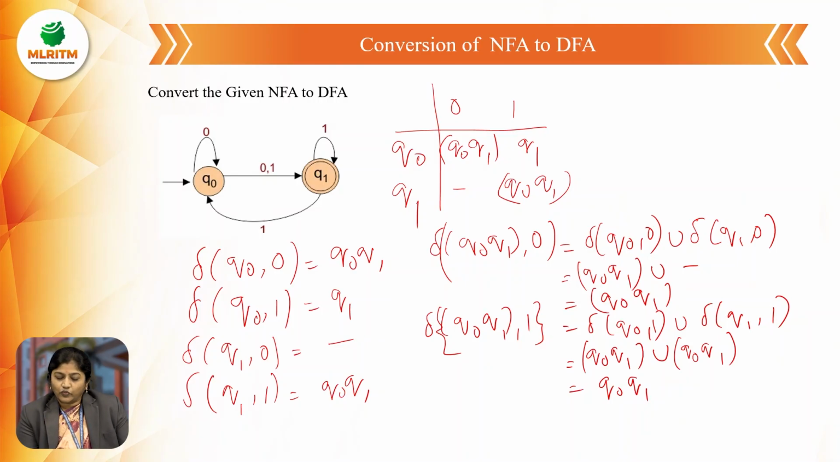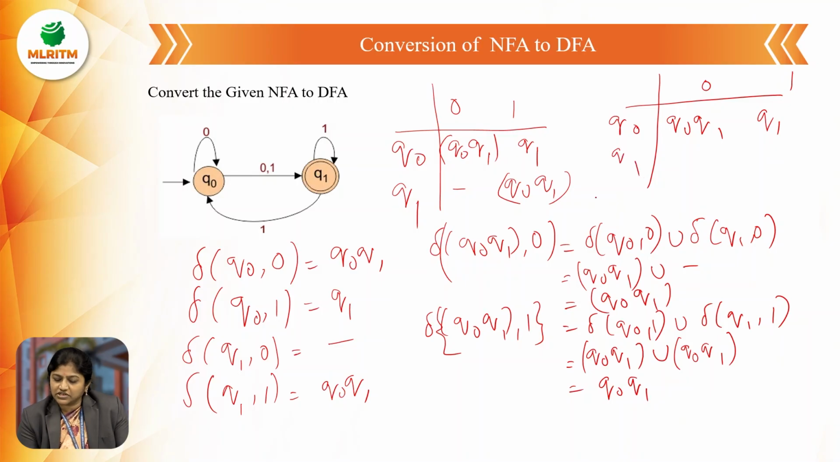Now we'll write the transition table for whatever we have got, that is 0 and 1. First, the initial state, that is Q0. Q0 on 0, what is it? Q0, Q1. Q0 on 1, what is it? Q1. Next is Q1 we got. Q1 on 0, Q1.